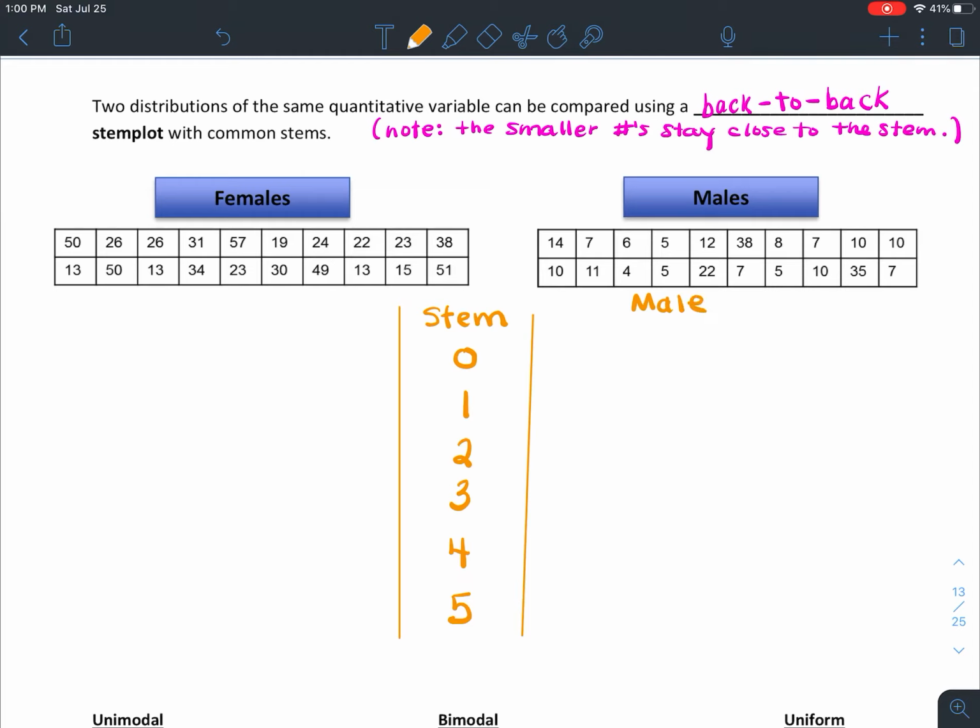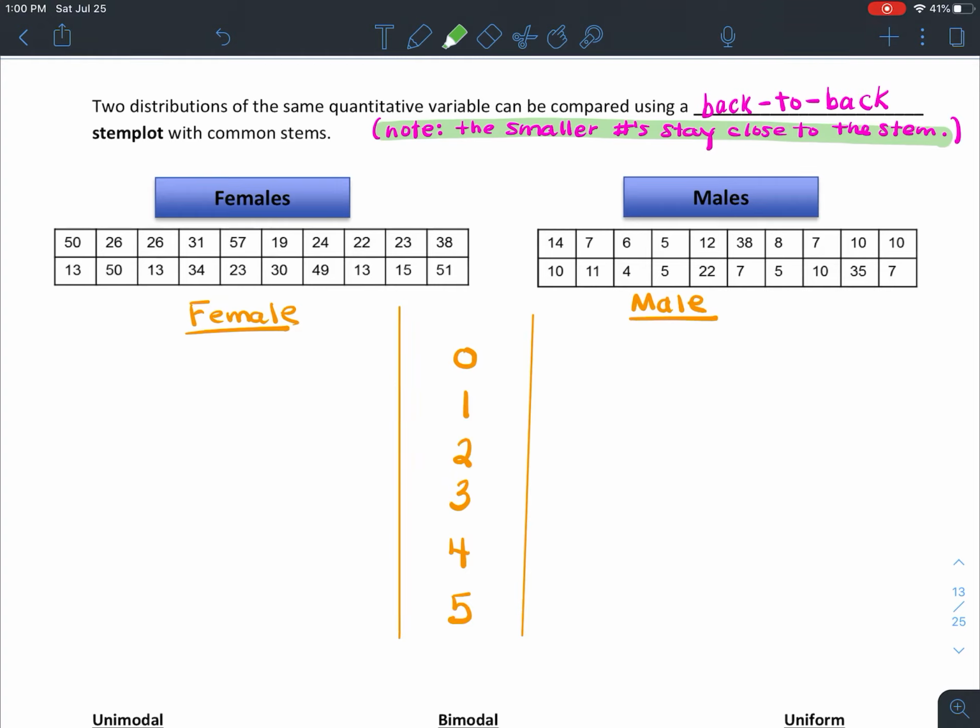Now, it would be important that you label. You don't have to put the word stem up here. I'm going to go ahead and erase that actually. But you should identify male and then female. Now you'll see what my note is up here. It says, note, the smaller numbers stay close to the stem. That means they're staying close to that vertical bar here.